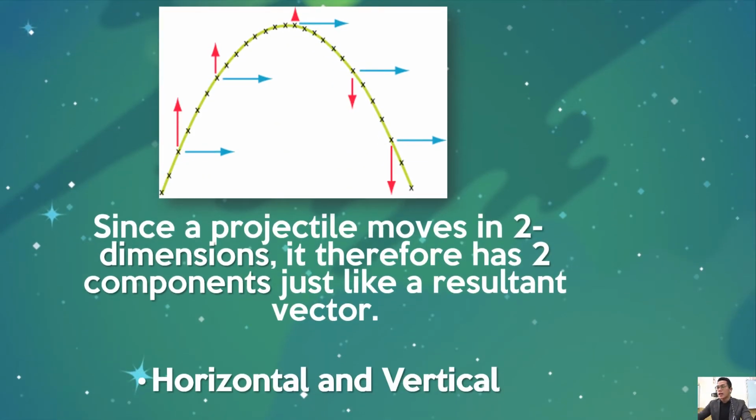It means that since a projectile moves in two dimensions, it therefore has two components, just like a resultant vector. I hope you can recall what a resultant vector is. For example, in this image, if at this point the projectile moves in this direction, we can find the values of its x dimension and y dimension by using our strategy of SOHCAHTOA.